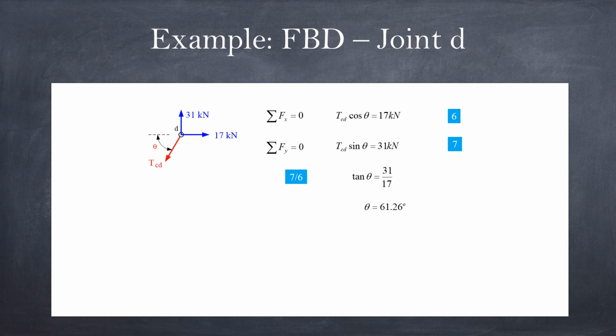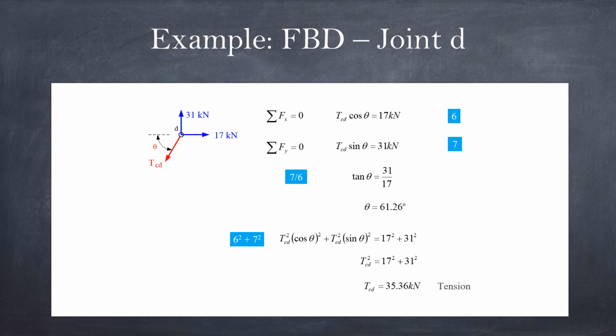I will explain later how we're going to use it, but in this case I will take advantage of the fact that sine squared plus cosine squared is equal to 1. So I square equation 7 and equation 6 and combine them together. On the left-hand side, I pull T_CD squared out of the bracket. Then in the bracket I have sine squared plus cosine squared equal to 1, and I can solve for T_CD, the tension in cable CD.